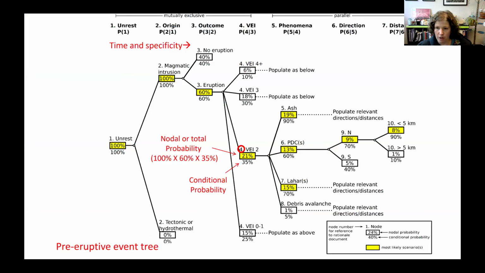To do this sort of eruption forecasting, we often use these things called event trees, which is just a way to graphically lay out all of the possible scenarios that we think could occur during an eruption. So these event trees might start with unrest, whether that unrest is magmatic or maybe not. If the magmatic unrest leads to an eruption or not, how big that eruption might be, what sort of hazards the eruption might produce, where those hazards might go. And this is really just a way to lay out the possible scenarios so that we can work through it in a logical and systematic way.